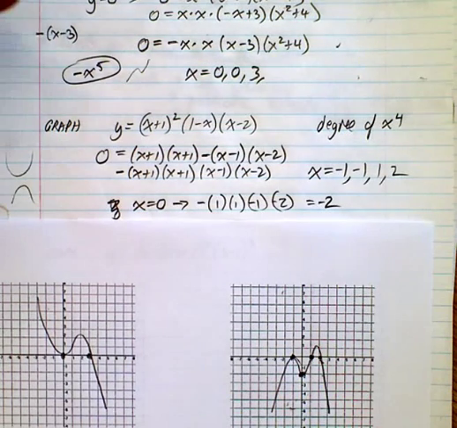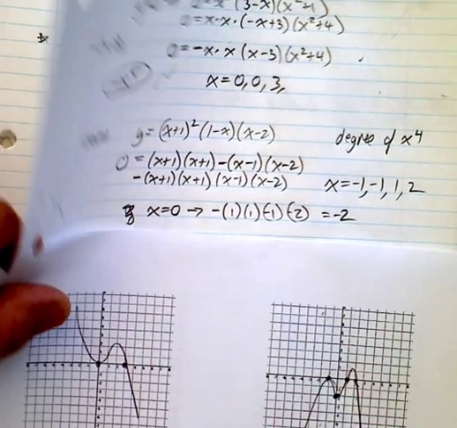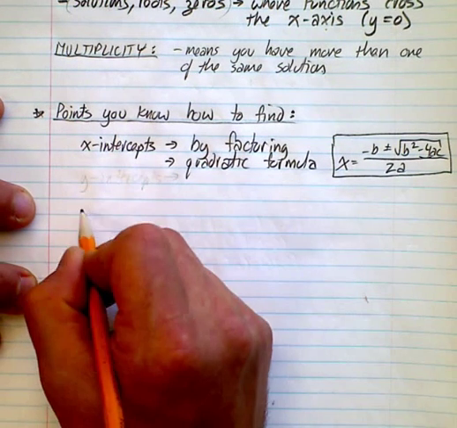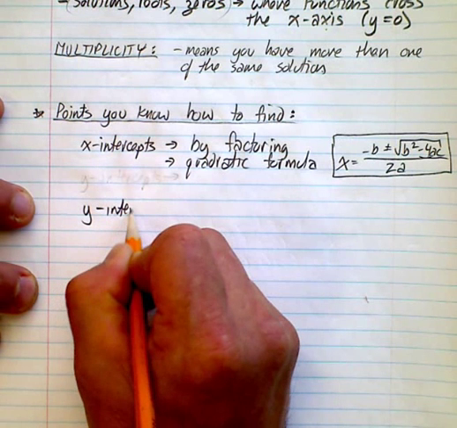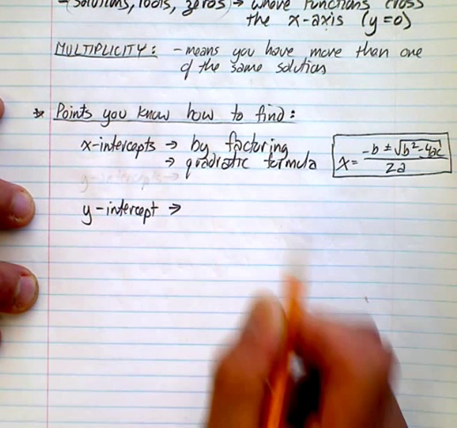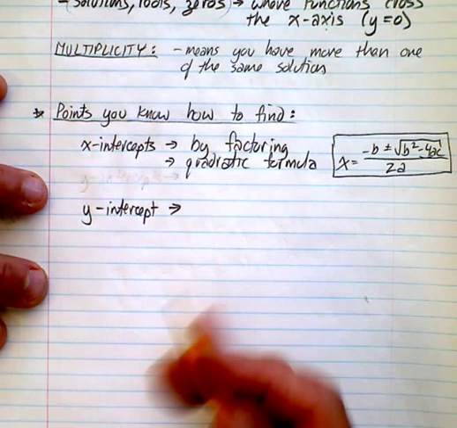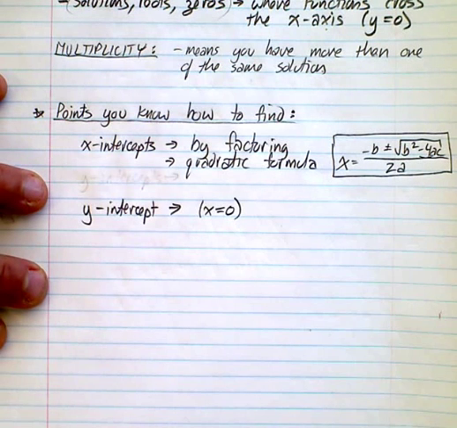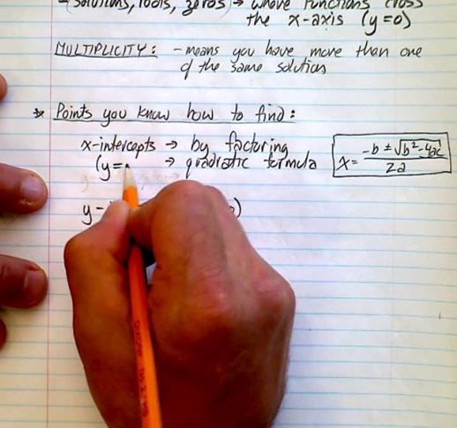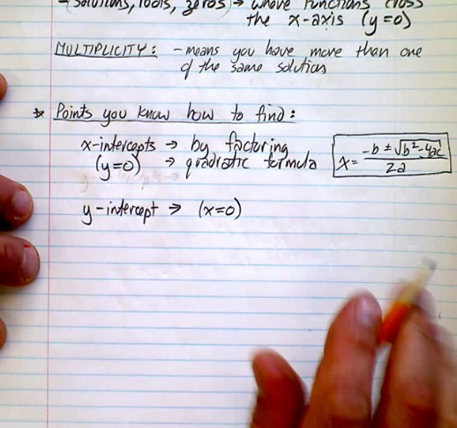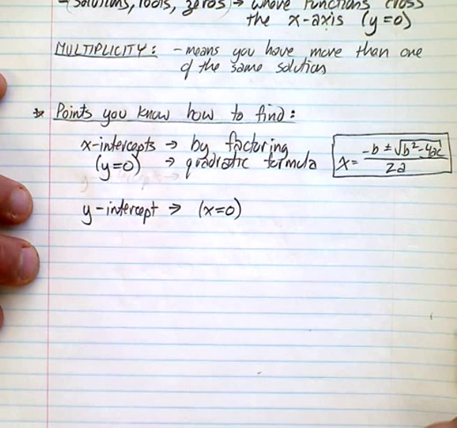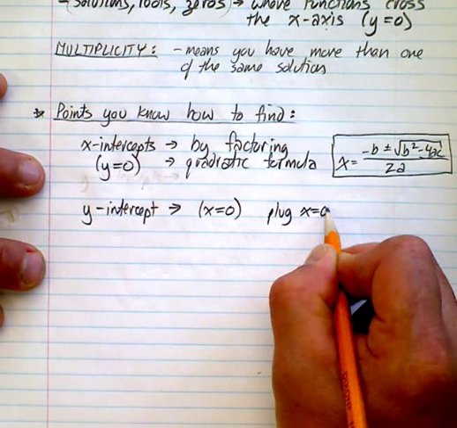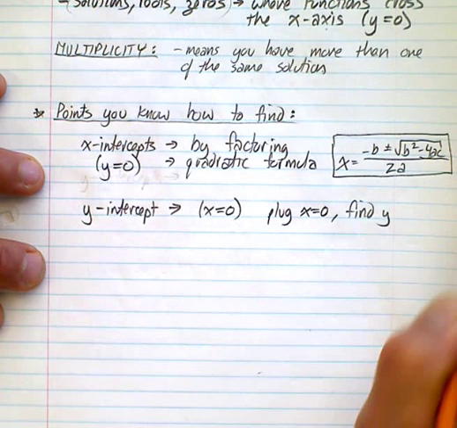Which reminds me, what I didn't put over here was points you need to know how to find. We also need to know how to find the y-intercept, because these are one of the easiest things to do. For the y-intercept, you need to understand that x equals 0, just like on the x-intercepts you've got y equals 0. So in any function, all you do is plug in x equals 0 and find y.